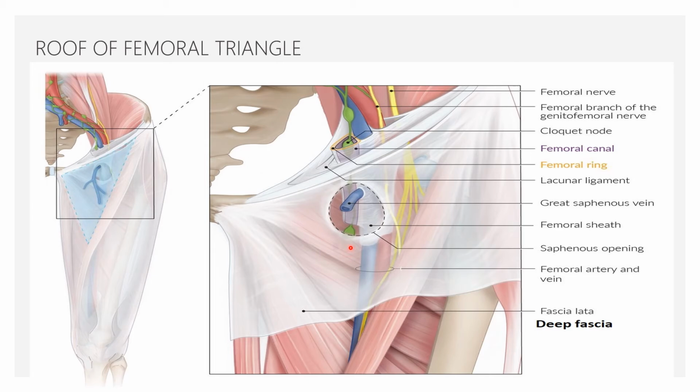The deep fascia has one oval shaped opening which is called the saphenous opening. The opening is named the saphenous opening because the great saphenous vein passes through this opening and terminates in the femoral vein. The saphenous opening is covered by a thin fascia called the cribriform fascia, which has numerous pores.